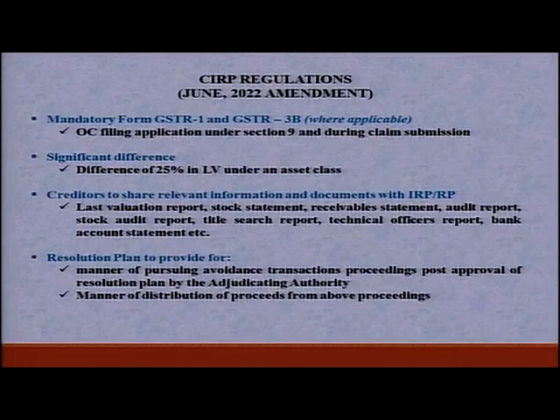And secondly, the manner of distribution of the proceeds that come from these avoidance transactions would also be decided in the resolution plan. These avoidance transactions are basically a way of clawing back lost value that the company had lost because of various reasons, because of related party transactions, because of bad corporate governance practices that were going on before the company went into the insolvency process.